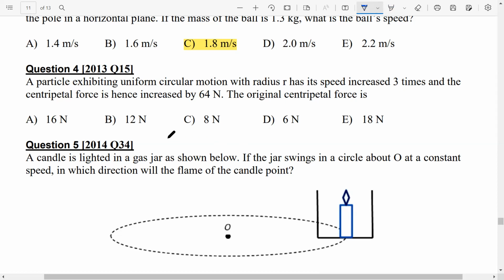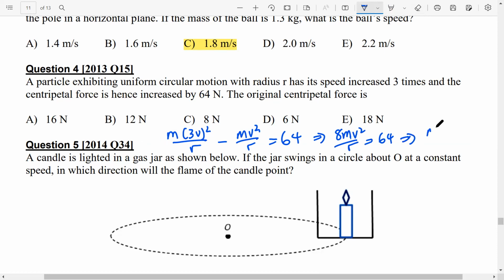Okay, for question 4, it's pretty straightforward. M3V squared over R. Just erase this part. This is the new centripetal force minus the original is equal to 64. So we get 8 mv squared over R equals to 64, or mv squared over R equals to 8 newtons. So answer is just 8 newtons.